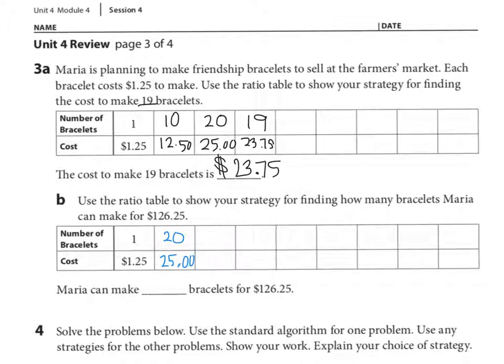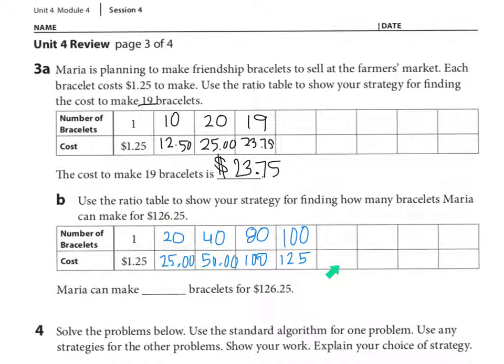And so then if I double that, 40 bracelets would be $50. Double that again, 80 bracelets would be $100. And then I can take 80 plus 20 to find out 100 bracelets. 100 bracelets would cost $125. And so I'm thinking, I'm getting close to $126.25.